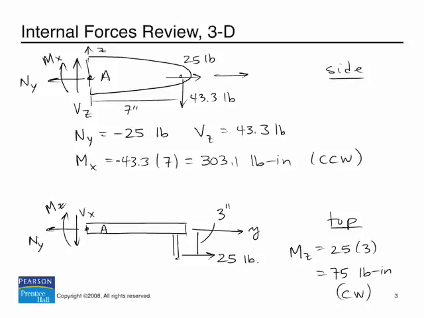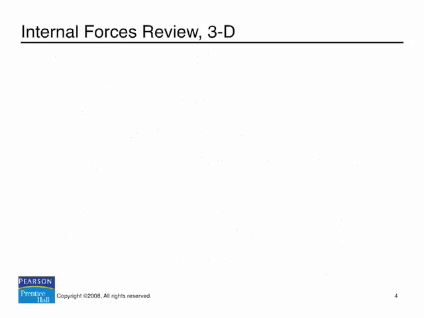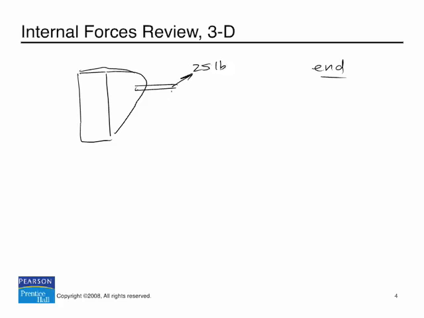Now we've got one more view we can look at, and that is the view from the negative y-axis back towards the structure. So let's look at the end view. And I'm going to try and draw this in sort of a 3D kind of way so it's a little bit more clear. Here we are standing on the negative y-axis, looking down the structure. There is our 25 pound force. There's our 43.3 pound force. Okay, so here's point A.